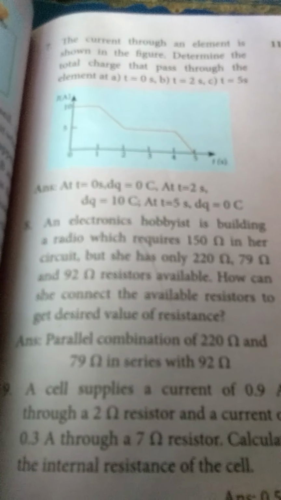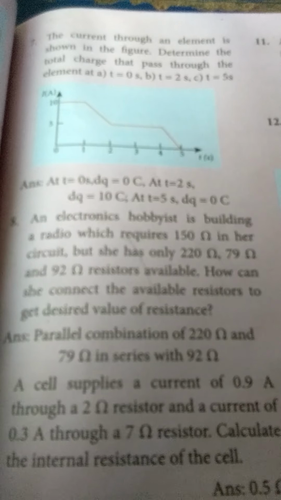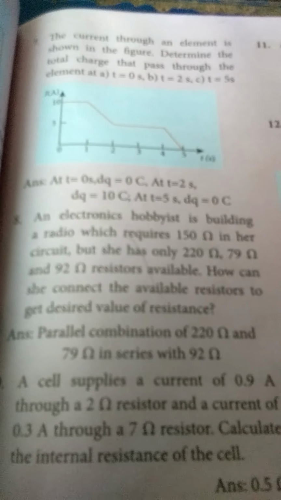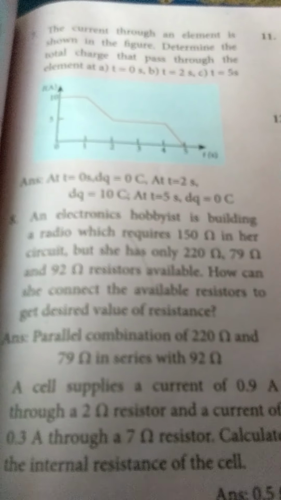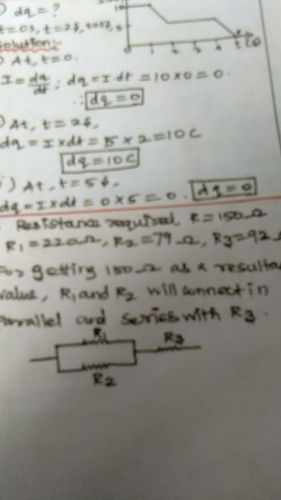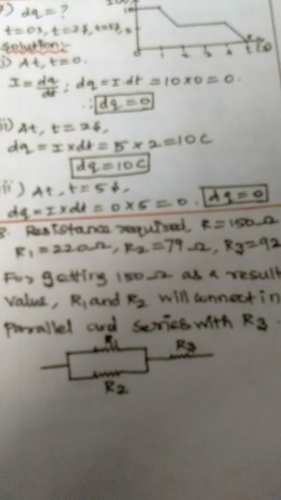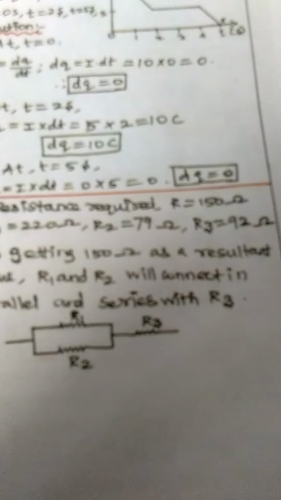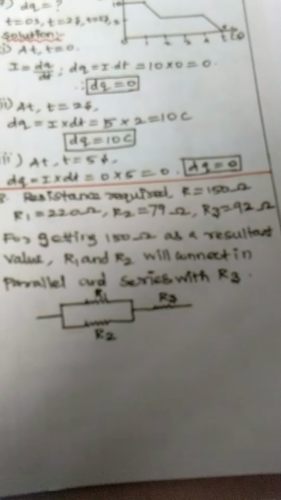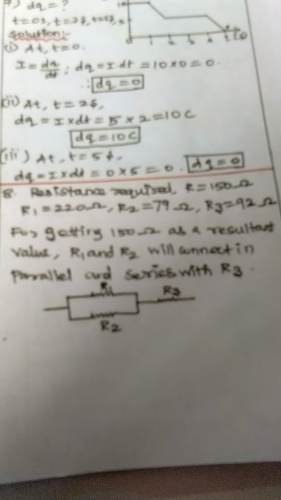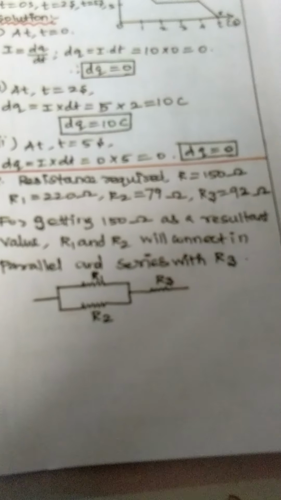So we have to connect those values. In this statement we have more resistances, so we have to connect them in parallel or series. Now you see the calculations. The resistances required: R equal to 150 ohm, R1 equal to 220 ohm, R2 equal to 79 ohm, R3 equal to 92 ohm. For getting 150 ohms as the resultant value, the 150 is the total R value, right?